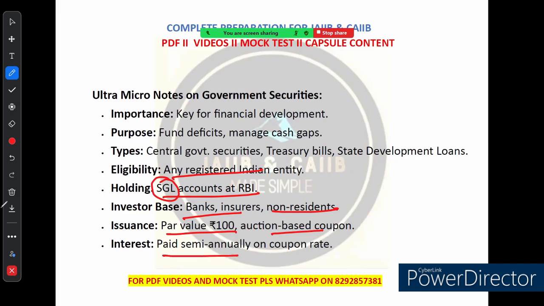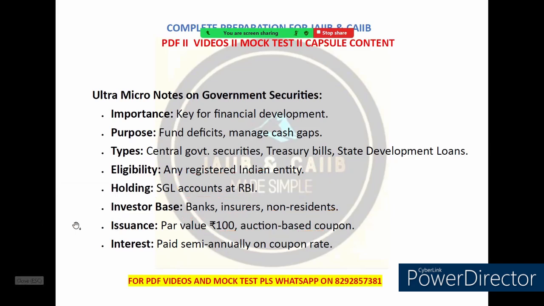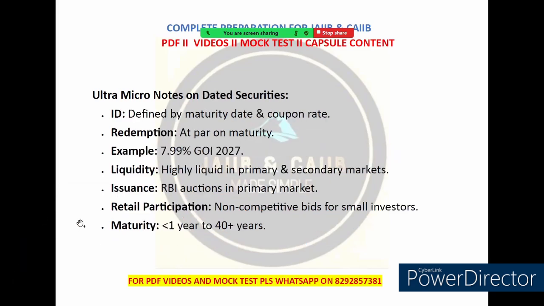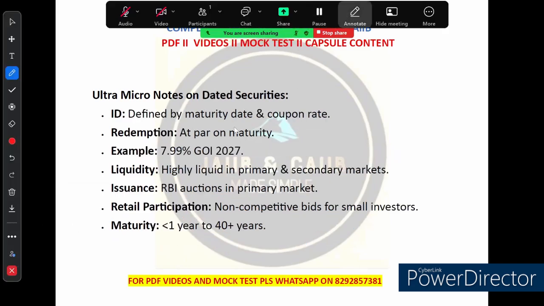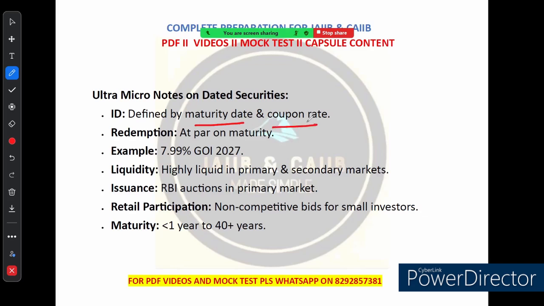Now let's move on to the dated security. The dated securities are identified by two things. The first thing is their maturity date, and the second thing is their coupon rate, that is also called interest rate. For example, you might hear something called 7.99% Government of India 2027. This just means that the bond pays 7.99% interest and it matures in 2027.